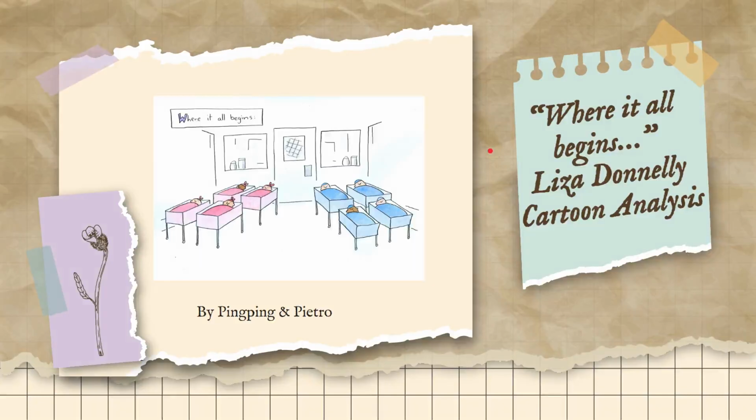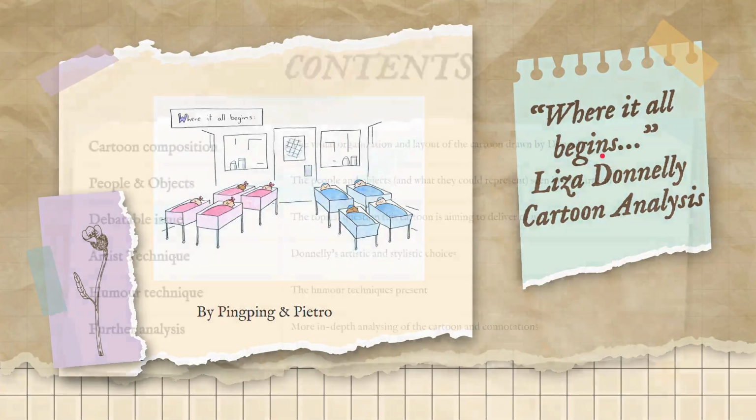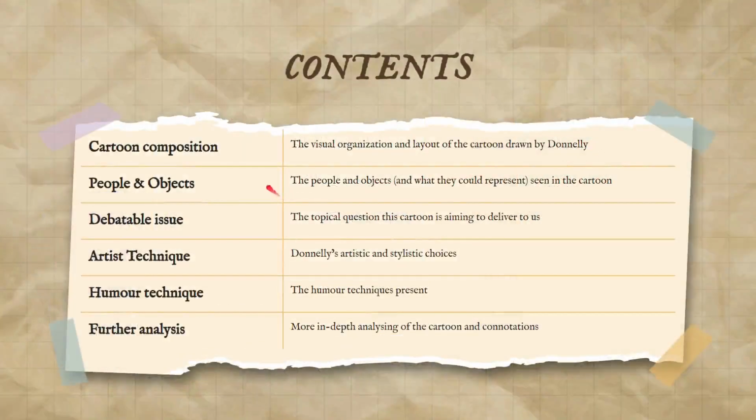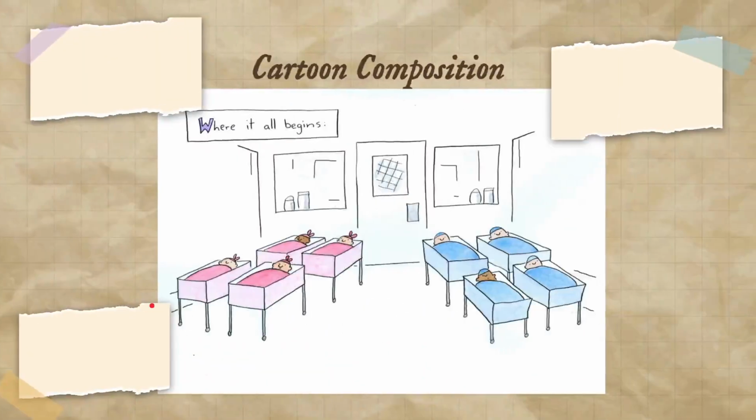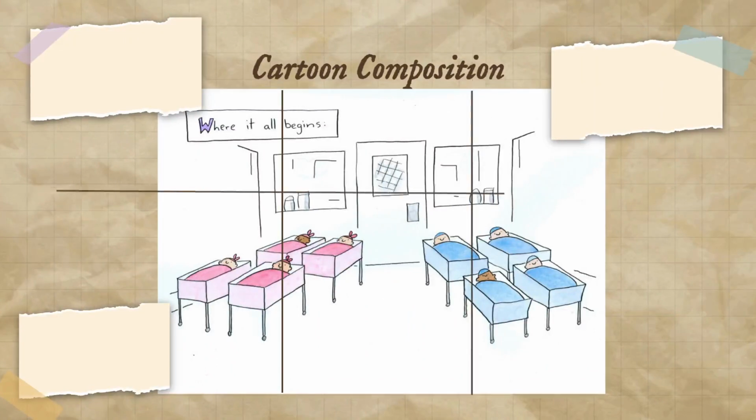And today we want to guide you in the analysis of this cartoon by Liza Donnelly, titled Where It All Begins. As you can see, we're going to analyze the composition and techniques used by the author in the cartoon and how they contribute to the global issue of gender inequality. Now analyzing the composition of the cartoon. To do this, we are going to use a 3x3 grid to help us deconstruct the picture.